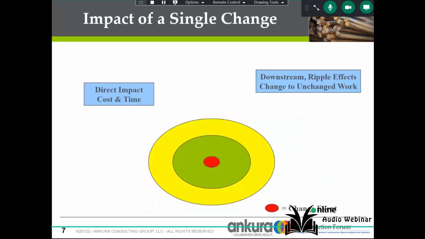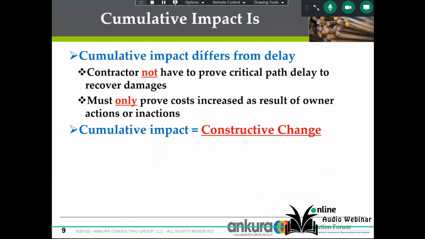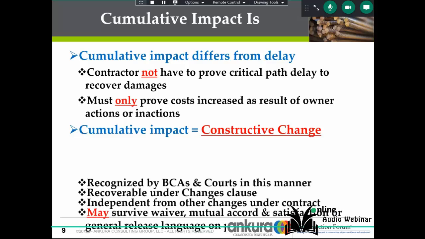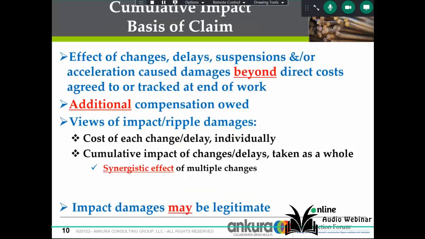Looking at trying to put this in a graphical form, and I don't pretend to be a graphic artist by any stretch of the imagination, the impact of a single change is trying to be displayed here. The three change orders here are depicted in the red, the brown, and the light tan dot. Contractors do not have to prove critical path delay in order to recover damages. And cumulative impact, at least in the United States, is recognized as a constructive change. The basis of the cumulative impact claim is the effect of changes, delays, suspensions, and/or acceleration.